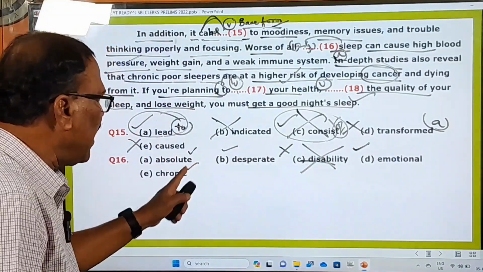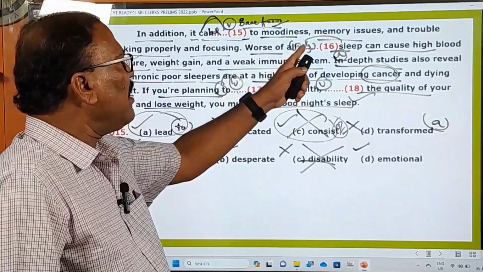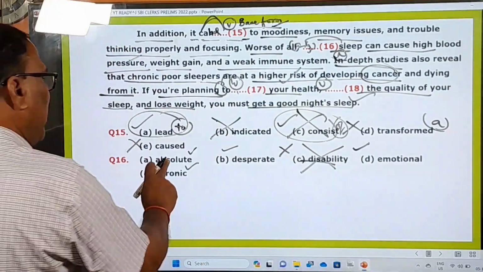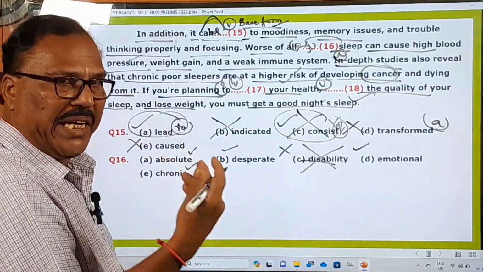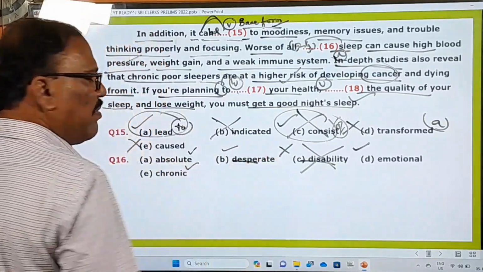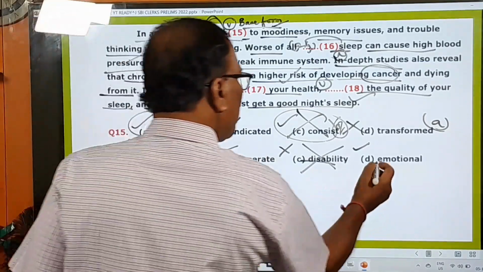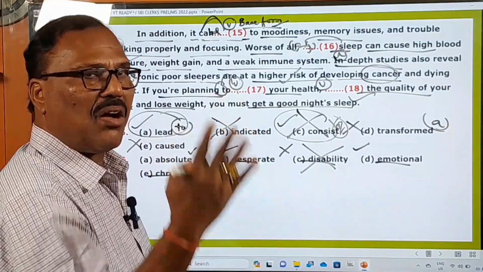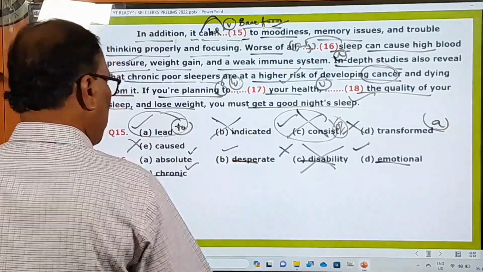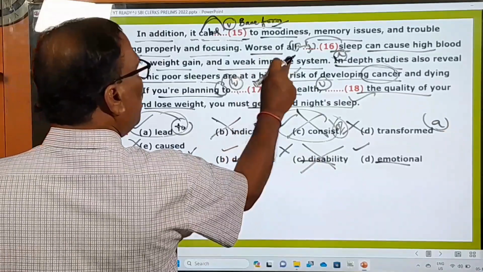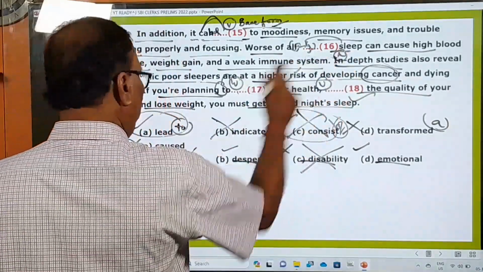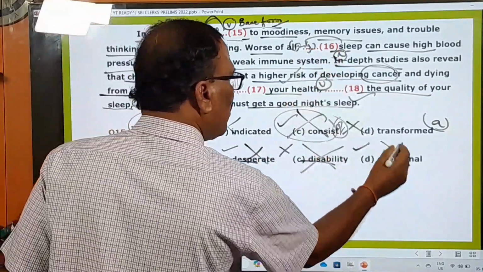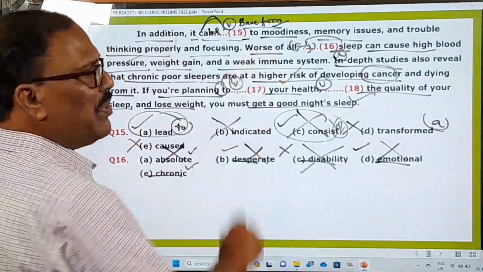So four words are there in the competition to be filled in this 15th blank. Which word goes in that blank? Absolute means total, complete. Desperate means, you know very well, hopeless. Emotional means passionate, and chronic means constantly vexing or constantly troubling. So which word goes? Worst of all, dash sleep. Absolute sleep? No. Desperate sleep, hopeless sleep, no. Emotional sleep, no. Chronic sleep, you will go with in that blank.